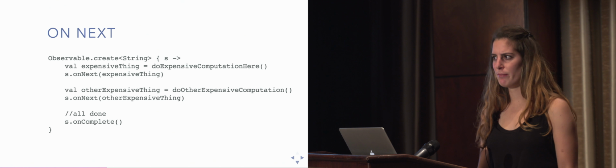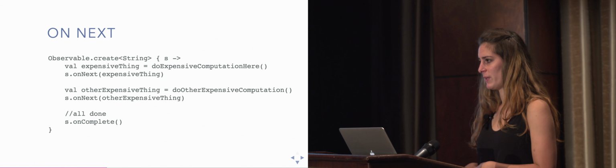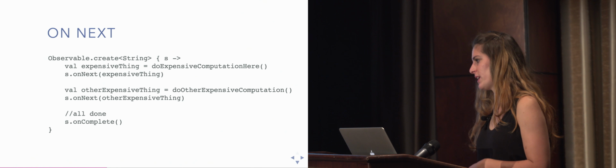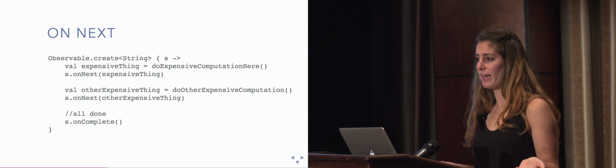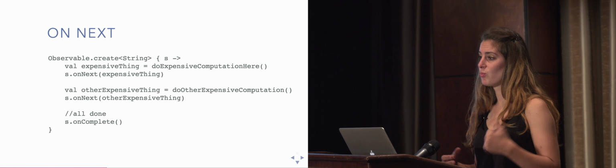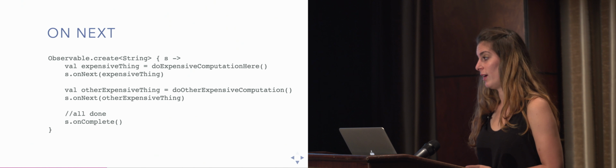And maybe I'm not done. Maybe now I want to hit the network, or I want to do another disk read, or who knows what. There's some other expensive function again. So I'll call that, and then I'll get the value, and I can push that on the stream as well using onNext again. And maybe I only have those two expensive things. Maybe I have more. In this case, we're done after those two calls, so then I'll tell the stream it's complete, and I'll say onComplete.